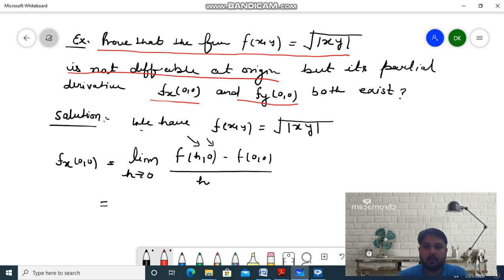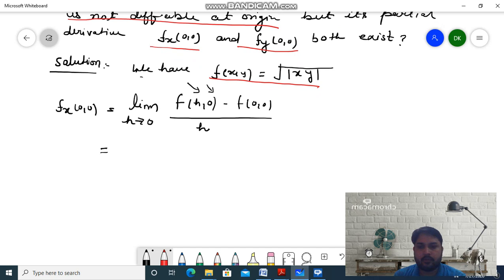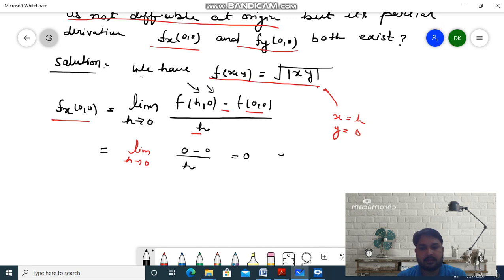So first of all, we will find its first order partial derivative at the origin. Here we have this function f(x, y) equal to square root of mod x into y. We know that the first order partial derivative with respect to x is calculated by this formula, where we take the limit as h tends to 0 of f(h, 0) minus f(0, 0) upon h. Now we put x equal to h and y equal to 0 in this function. So we get limit h tends to 0 of 0 minus 0 upon h, and this is equal to 0. So this exists because this limit is finite and unique.